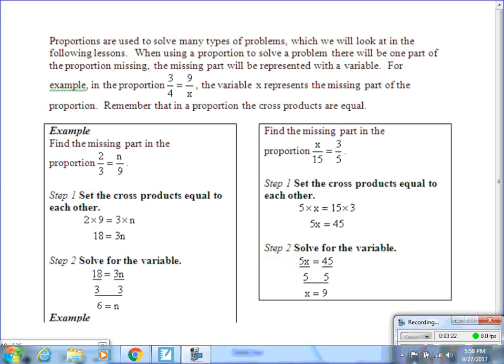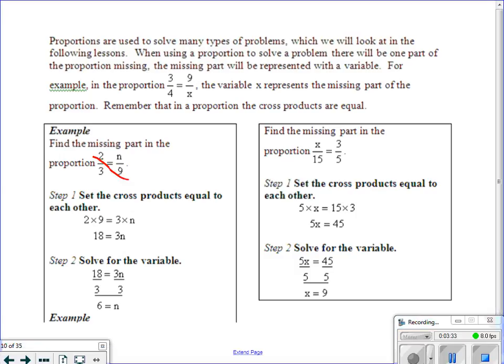Now just remember that in a proportion, the cross products are equal. We're going to use that idea to solve these. So in this first example, we have 2 and 9 are a cross product. That equals 18. And then we have 3 times n as the other cross product. Well, 3 times n is just 3n. So we end up with the equation 18 equals 3n. Well, to solve that equation, all you have to do is divide by 3. So you can see in the example that when you divide by 3, you end up with 6 equals n.